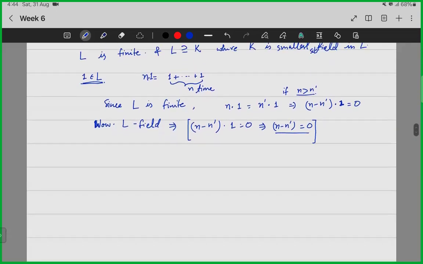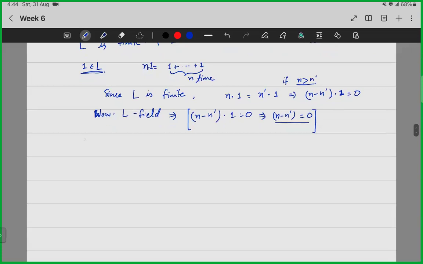Consider the smallest. What is the characteristic? The characteristic of L is the smallest integer, or smallest natural number, such that n into 1 of L is 0. So there exists some m where m into 1 is equal to 0, but we should take the smallest integer n, then n will be the characteristic.